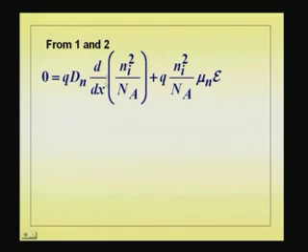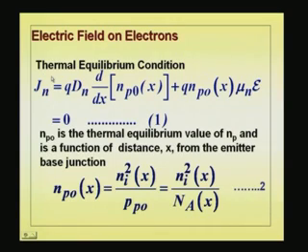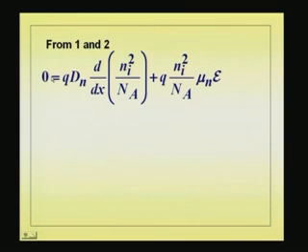So, Qdn d by dx of Np0, which is Ni squared by Na, and Qnp is Ni squared by Na mu n T, that is 0 in thermal equilibrium condition. That is what we mean by equations 1 and 2. Okay.